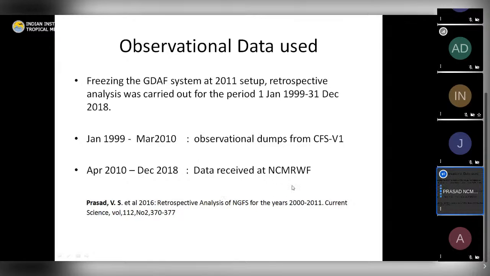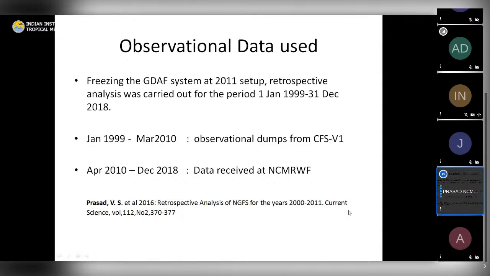The difference in the reanalysis is that there is no data cutoff. All the data that we received, we use. When running the operational analysis, there is a data cutoff, so we are not using many data sets. In this way, a lot of data sets are accommodated. For 1999 to 2010, as said earlier, we used the same data sets as CFS V1, and from 2010 onwards the data from NCMRWF.